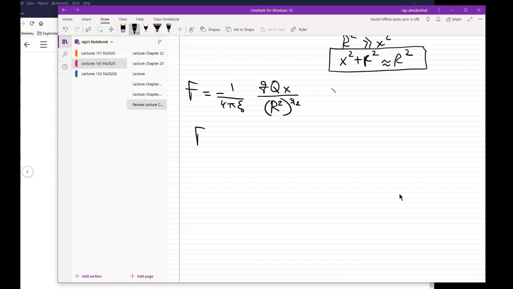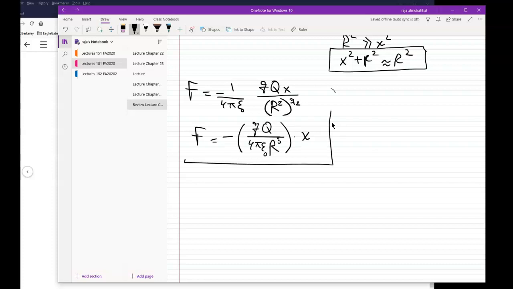So this gives me F is equal to, well, what is that? R squared to the power of 3/2. That's just going to be R cubed, correct? So let me collect everything together. So I'm going to have minus, look how I'm going to write them down. Q, big Q, over 4 pi epsilon naught R cubed, close that, times X.